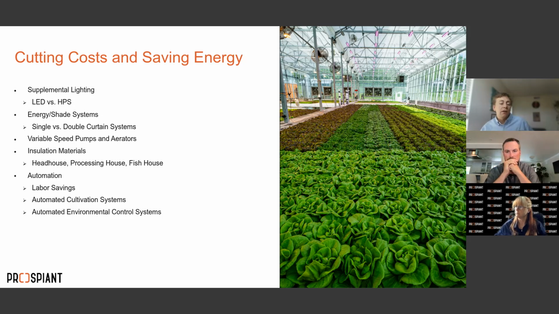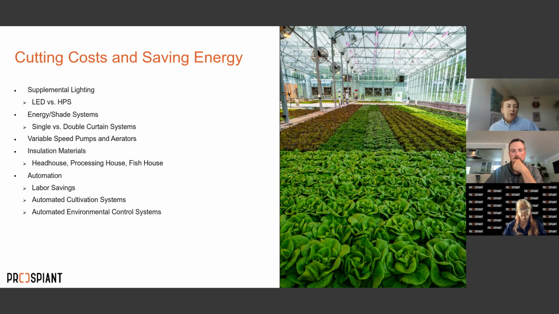You know, how can you cut costs? How can you save energy in this type of a system? And there's plenty of different ways. A lot of these ones included in this list here are going to be mostly greenhouse specific. But the first one is, are you going to do supplemental lighting? In most cases they are, especially on a commercial scale. And when you do that, are you going to do LED versus HPS? Everybody knows the story of LED versus HPS. You can get the same amount of light output from an LED with the lower electrical input cost. So LEDs is going to help with your electrical bills at the end of the day.